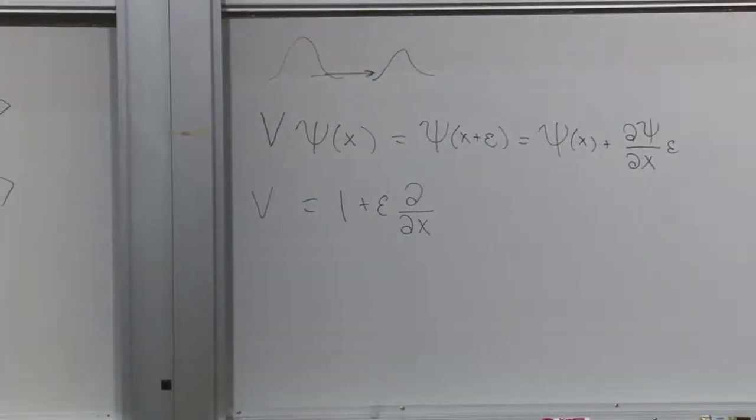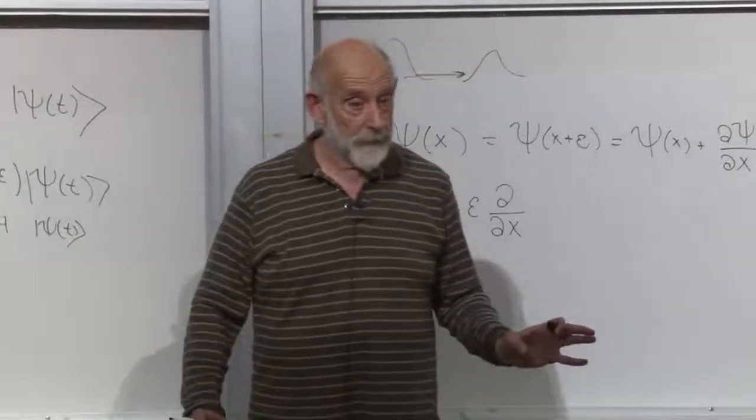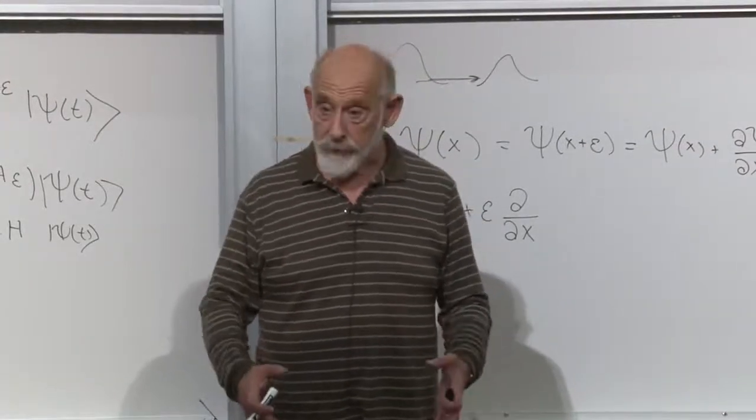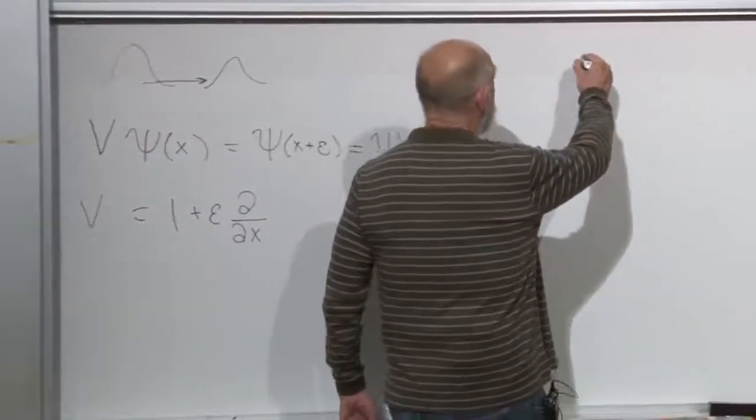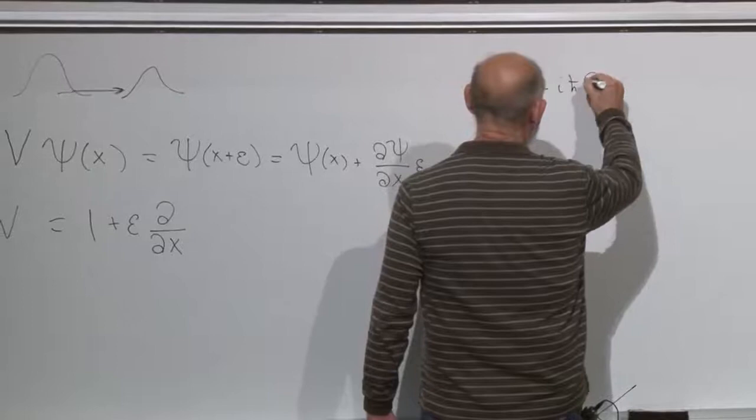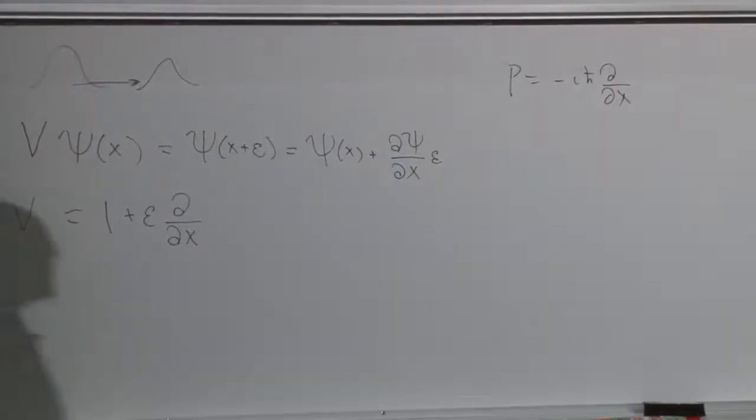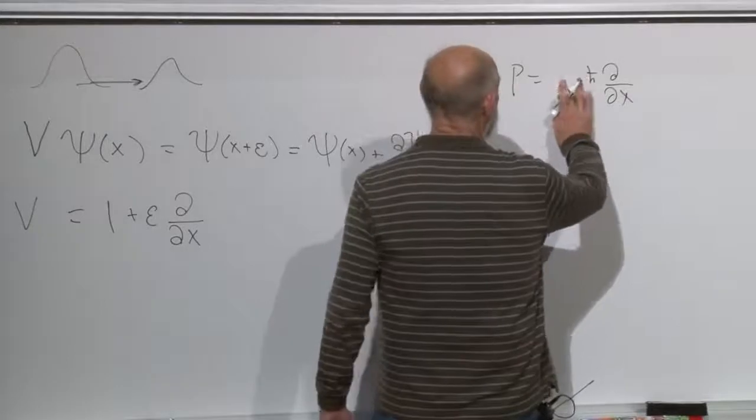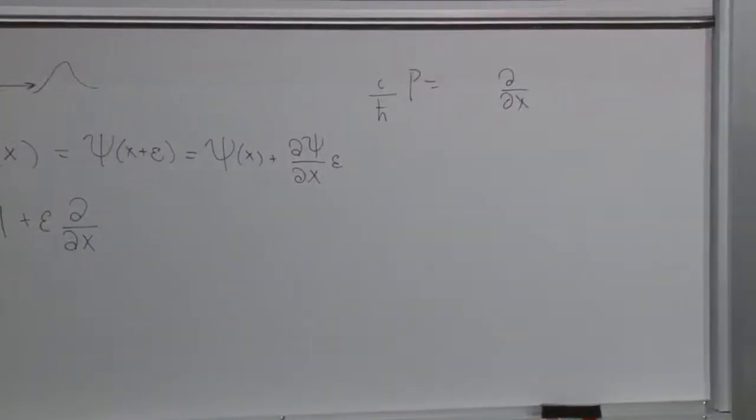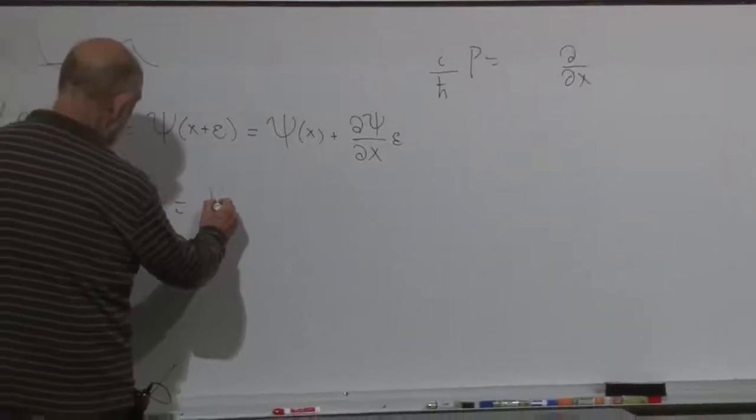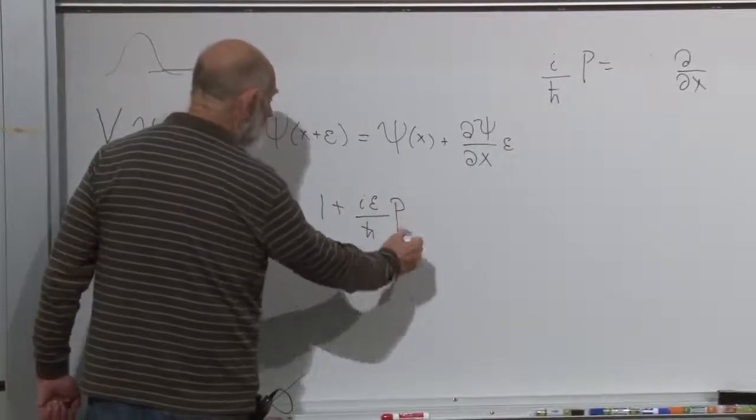Now, what about d by dx? D by dx is an operator. It operates on wave functions. It's a linear operator, right? It's connected with the momentum operator. Remember the relationship: the momentum operator P equals minus i h bar d by dx. So let's multiply by i, get rid of the i here, and divide by h bar. Differentiation is i over h bar times momentum. So let's write this that way: 1 plus i epsilon over h bar times the momentum.